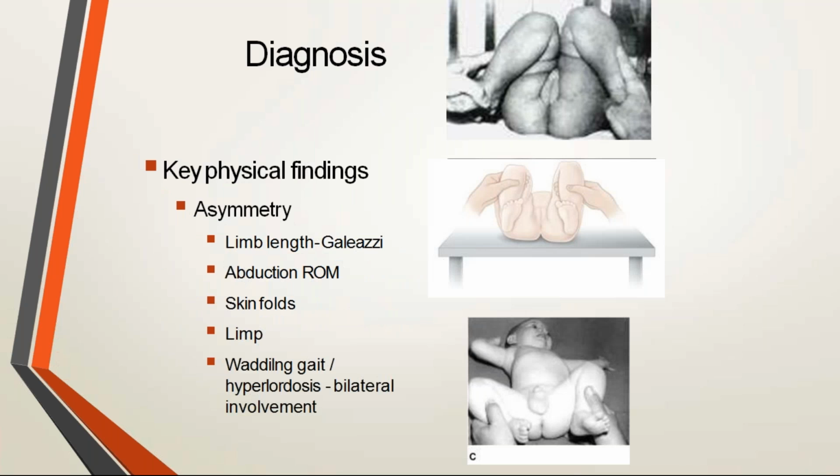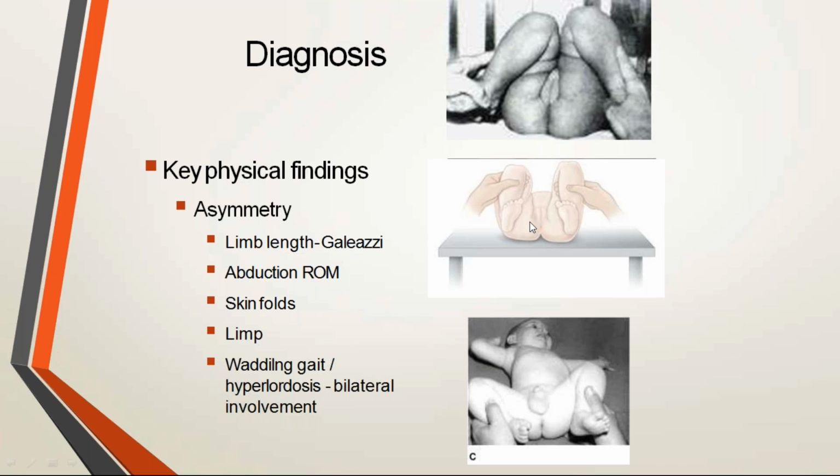Key physical findings are limb-length discrepancy. Limb-length discrepancy can be identified by Galeazzi's test. The second picture depicts the Galeazzi's test. You see this abnormal, here you can see abnormal levels of knee joints. This is positive Galeazzi's test.